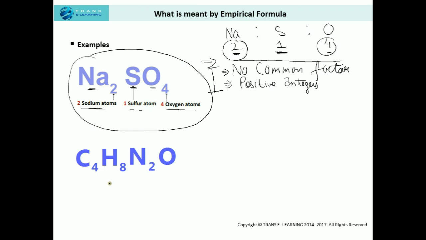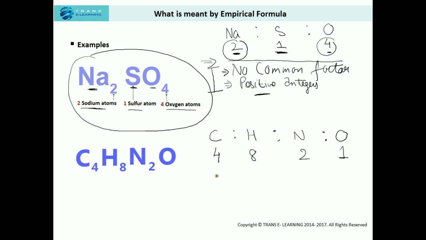Now consider this complex formula. Here, first of all, let me write the ratio of the various elements present. Carbon is to hydrogen is to nitrogen is to oxygen. Carbon has 4 atoms, hydrogen has 8 atoms, nitrogen has 2 atoms, oxygen has 1 atom. So the condition that they bear positive integers is justified.